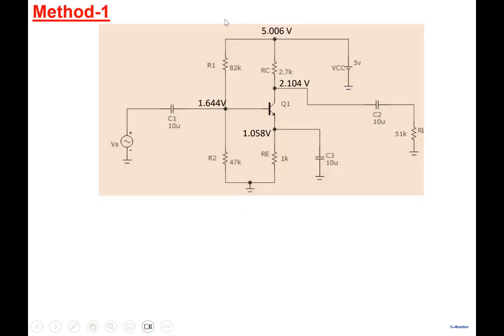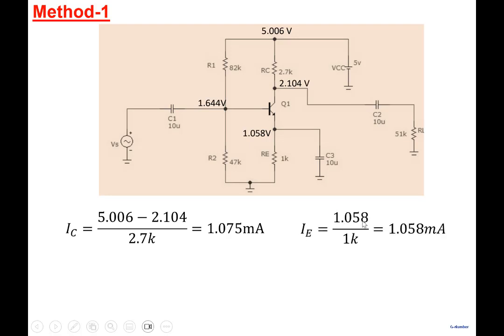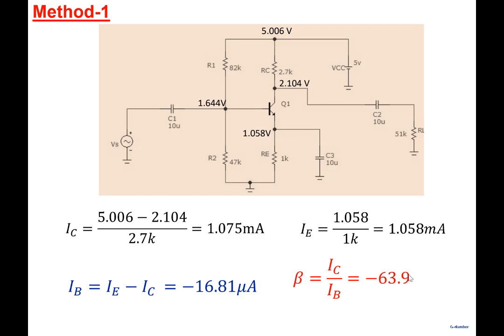Anyway, let's apply the 3 methods. Method 1 was: calculate the collector current, calculate the emitter current, take the difference of the 2, calculate the base current, take the ratio, calculate beta. So let's do that. IC is (5.006 minus 2.104) by 2.7K, and 1.075. IE is 1.058 by 1K. We take the difference, we get a minus. We take the ratio, we get a negative current gain, minus 63.9. I'll come to that later on. Why? We get a negative, which is obviously wrong. The method is not working.